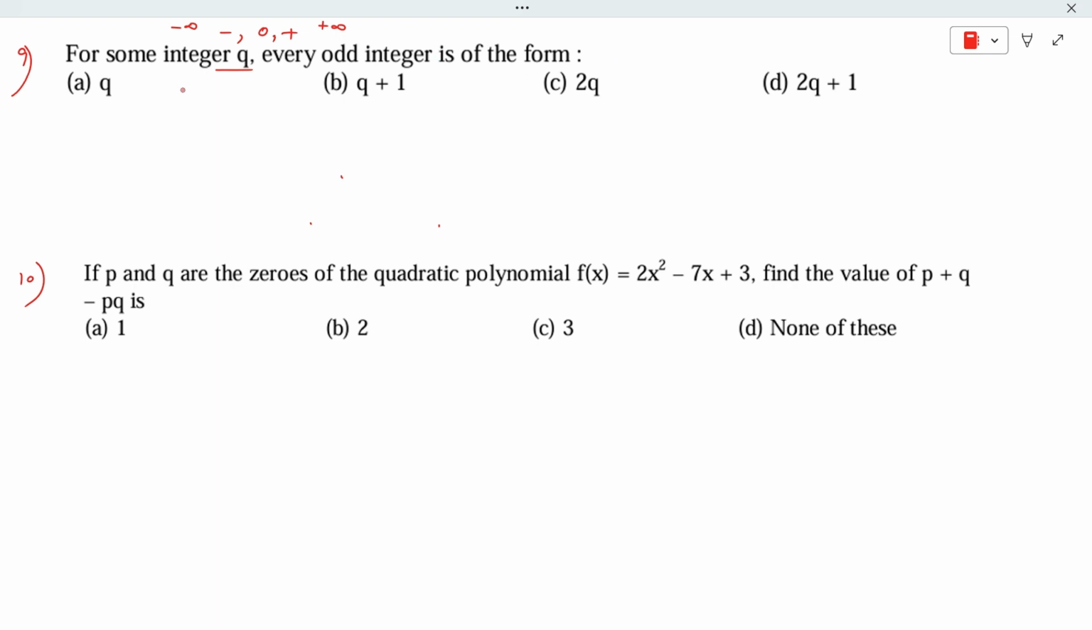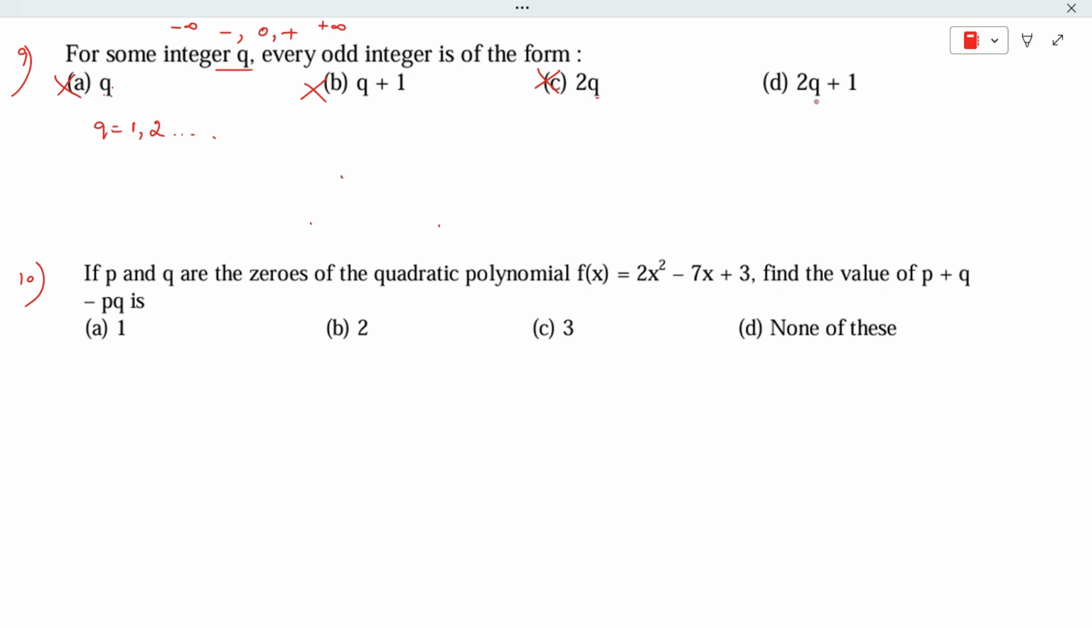Suppose, for example, I take q values as 1 and 2, okay? So it can take any integer, right? So I'm just taking the values 1 and 2. If I substitute 1 here, yes, I will get an odd integer. But if I substitute 2 here, it is not going to give me an odd integer. So option A is eliminated. Here, if I take 1, 1 plus 1 is going to give me 2, which is not an odd integer. Again, if I substitute q as 1, 2 times 1 is 2, an even integer, right? It is not giving me an odd answer.